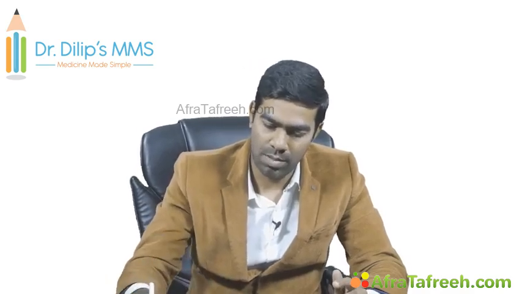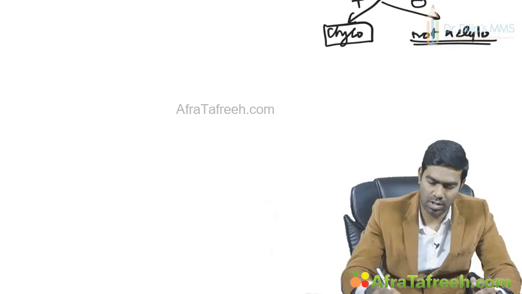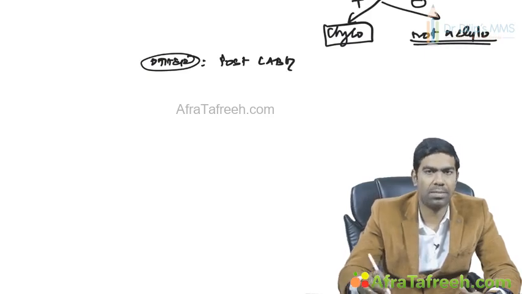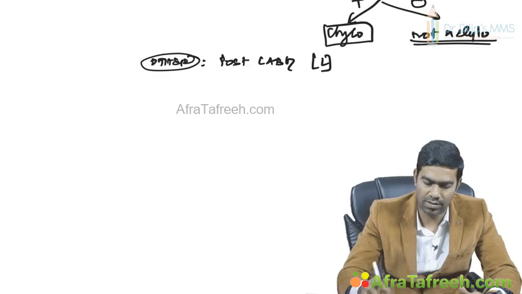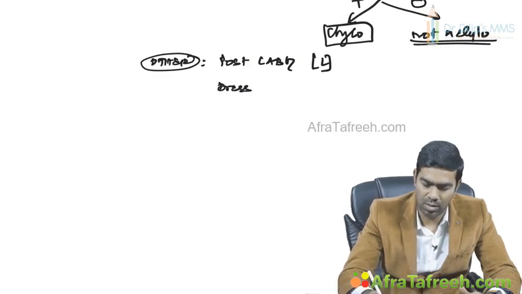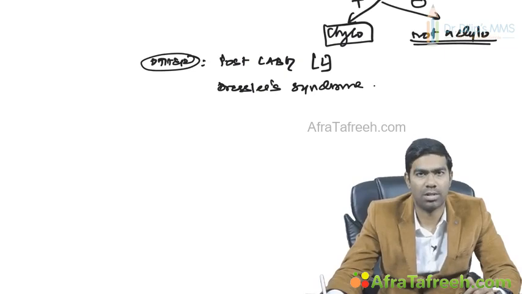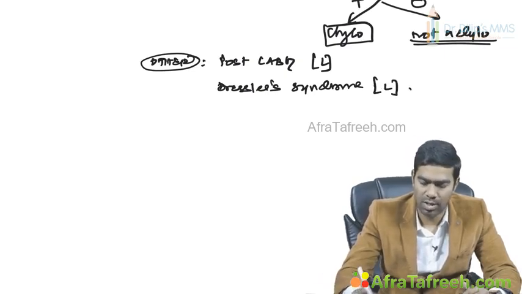So there are some other few causes of exudative effusions. What are the other few causes of exudative effusions? Post-CABG, after coronary artery bypass grafting, generally tends to be left-sided. And Dressler syndrome, this is a post-MI pericarditis. We have a good amount of discussion in cardiology about this Dressler syndrome. Again, tends to be left-sided.